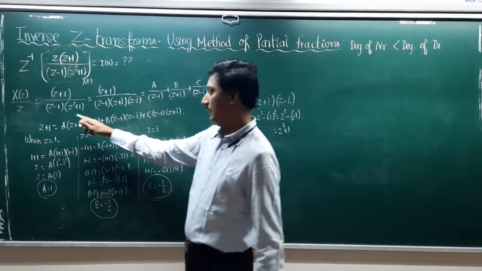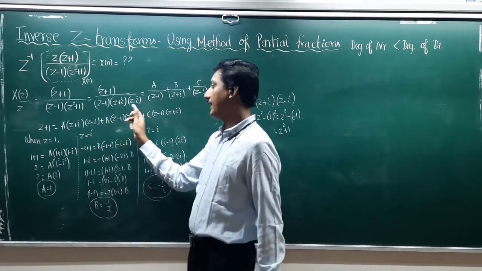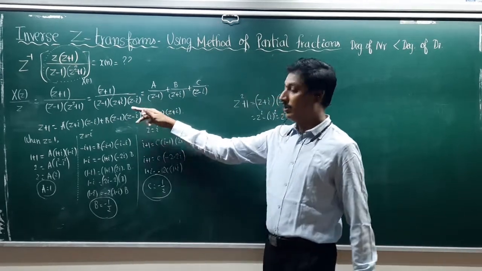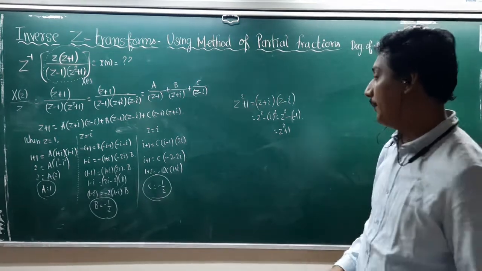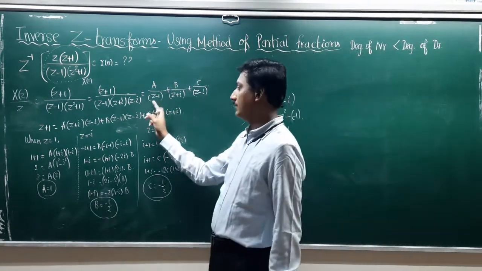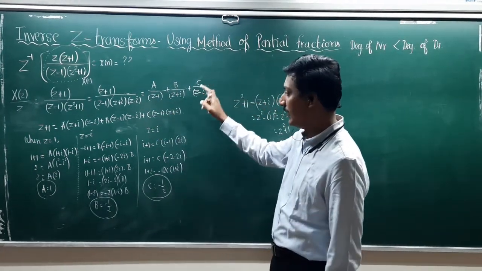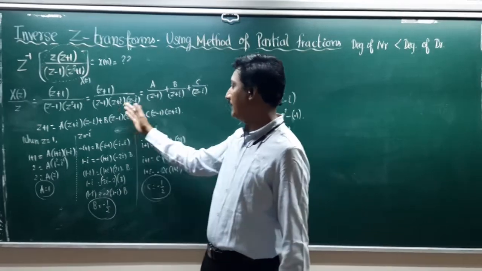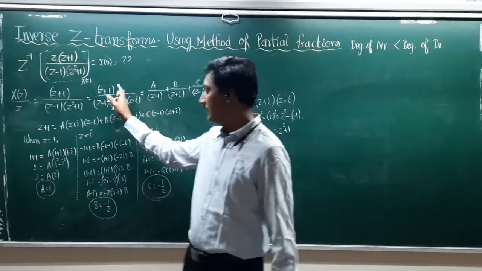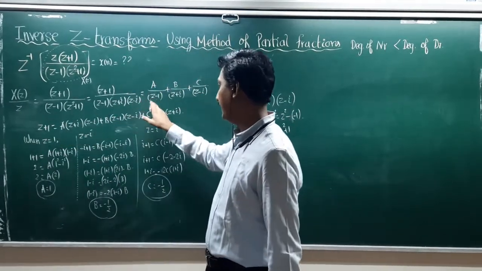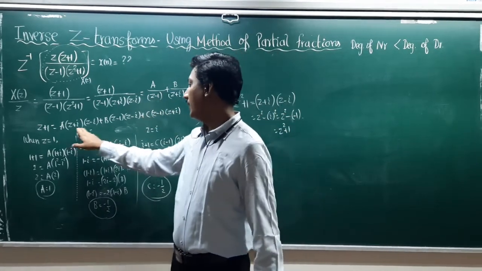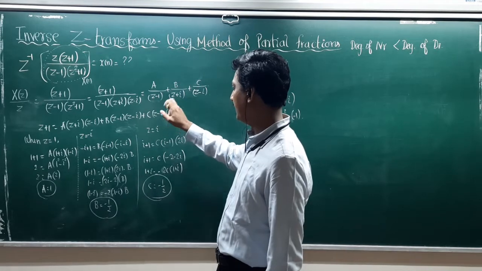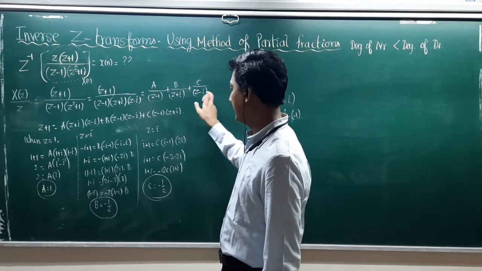So let us rewrite z plus 1 by z minus 1 into z plus i into z minus i. Now there are three linear factors in the denominator, so let us introduce three arbitrary constants: A for z minus 1, B for z plus i, C for z minus i. After taking the LCM and cancelling, on the left hand side we get z plus 1, and on the right hand side A into z plus i, z minus i. And B is there, so B into z minus 1, z minus i.